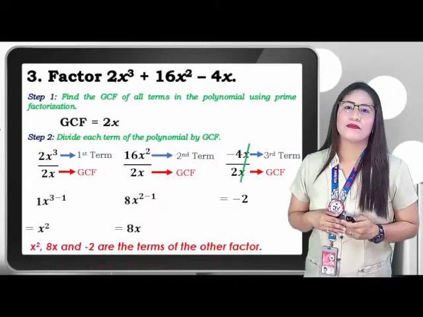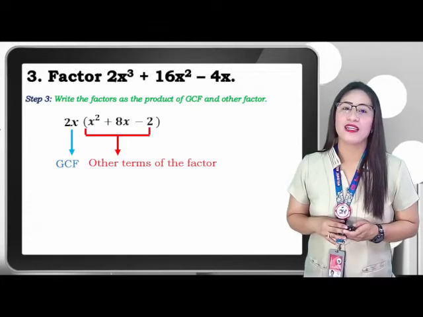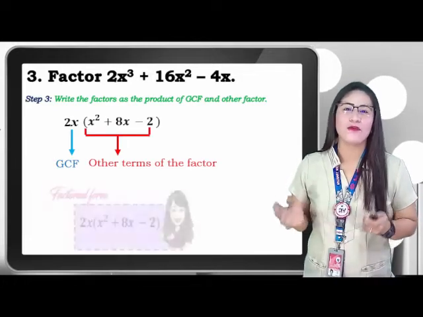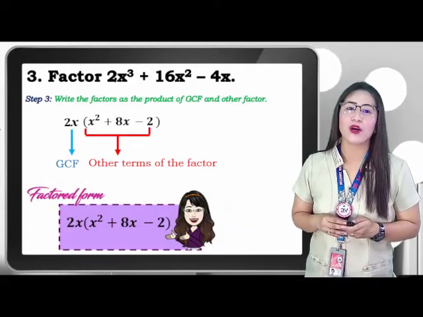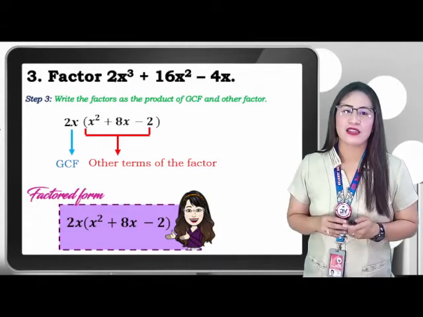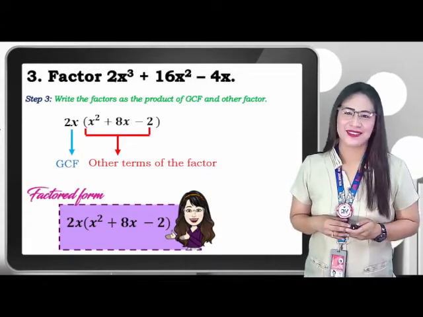Step 3. GCF 2x times the other factor x squared plus 8x minus 2. The factored form of 2x cubed plus 16x squared minus 4x is 2x times x squared plus 8x minus 2.